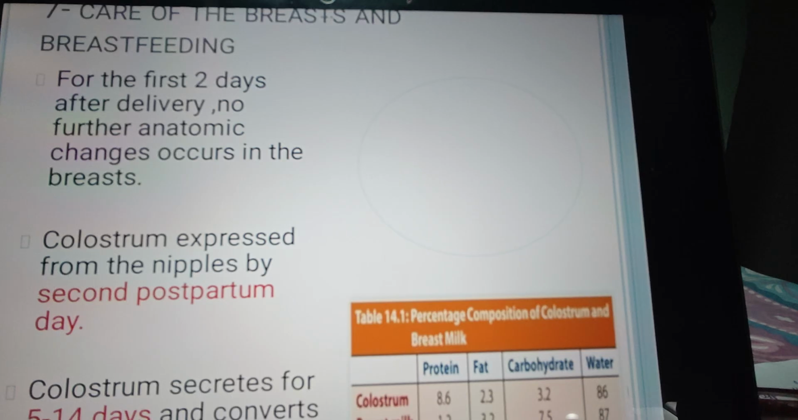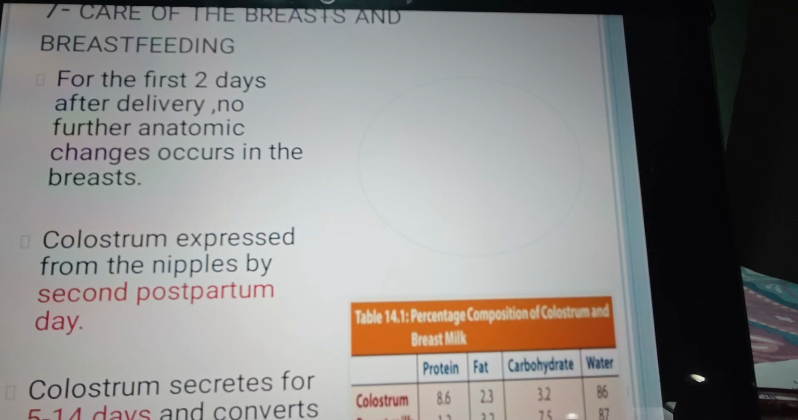Now coming to breastfeeding, for the first 2 days after delivery, no further anatomical changes occur in the breast. Colostrum is expressed from the nipples by the second postpartum day. So initial first and second day is the time period for colostrum secretion, and the first hour is very important because here the breast milk or the colostrum is secreted, which contains IgA antibodies and prevents the neonate from infections, and is released from the maternal breast.